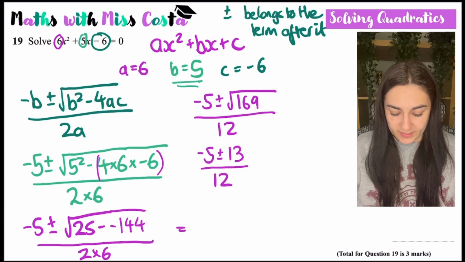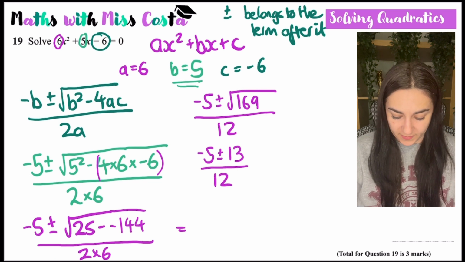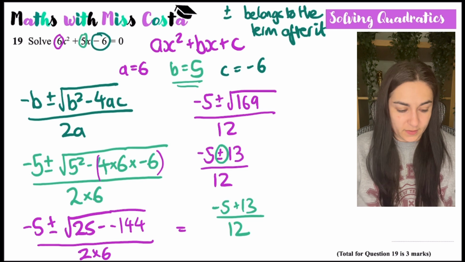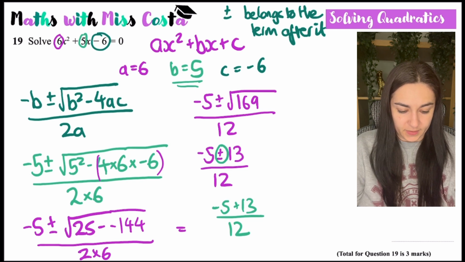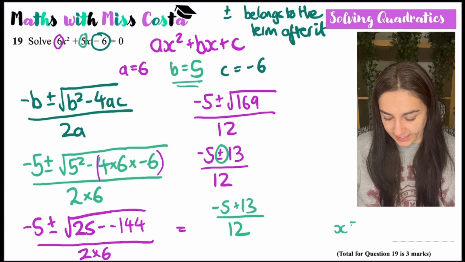So with a quadratic, you always have two solutions. That's why we've got this plus or minus here. So solution A is going to be -5 plus 13 over 12. -5 plus 13 over 12 gives me 2/3. So first solution is x equals 2/3.